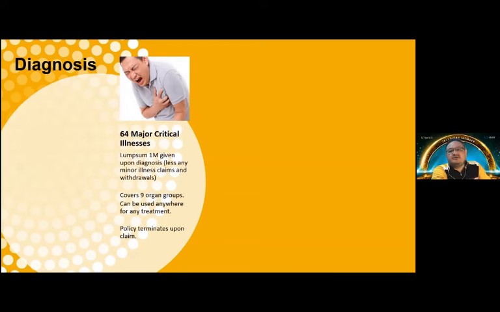Okay. So it covers 9 organ groups and can be used anywhere for any treatment. Kasi di ba yung ibang health plans, parang limited ka lang doon sa hospital na yon. Yung iba, limited ka lang within the Philippines. So this one, you can still claim even if you're abroad. Tapos yung iba, limited ka lang sa accredited hospitals, partner hospitals. So sa Sun Life, sa health plan natin, walang ganon limit. So you could be abroad, you could go to any hospital you like.